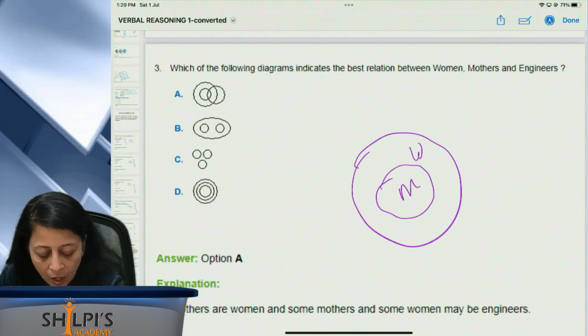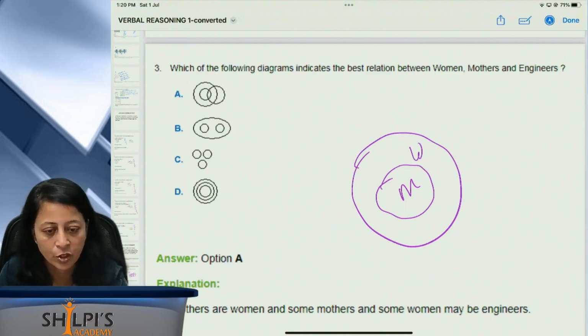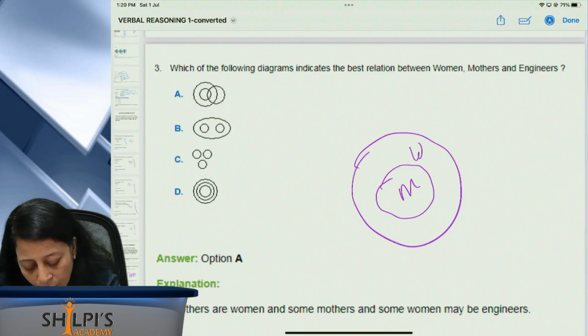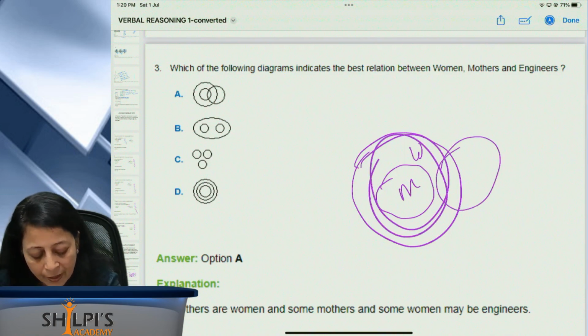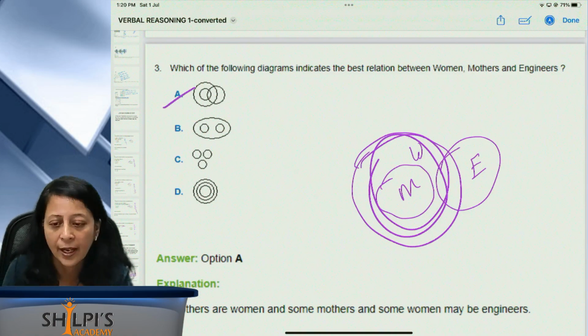And engineers. Some women may be engineers, some women may not be engineers. It's not that all the women have to choose a career as engineer. So out of this many women, a small part of the women we can take as engineers. So the diagram that best suits is your A.